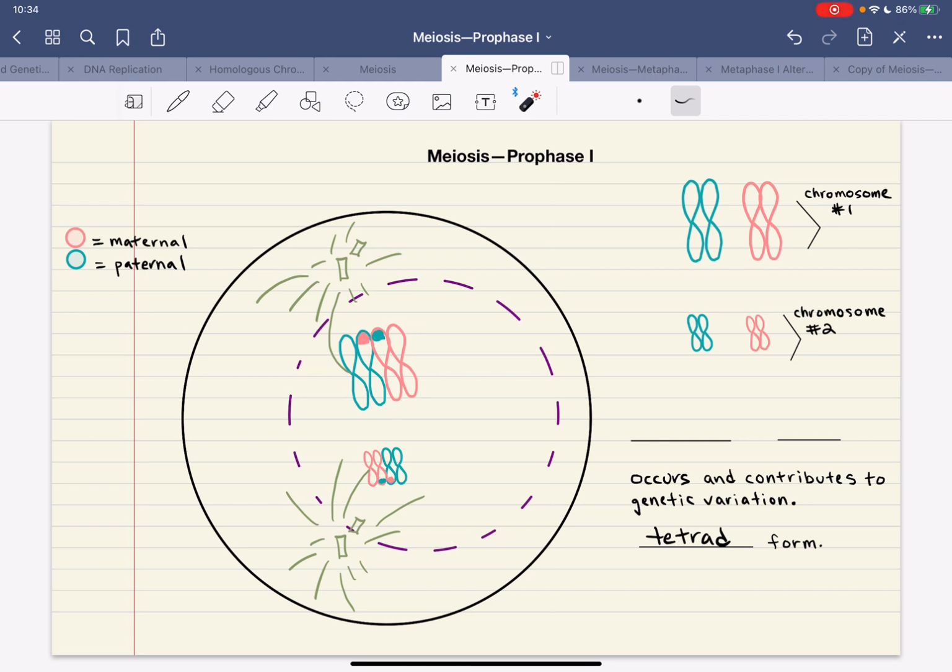So I'm not going to draw these little shadings from now on just because it makes it messier and harder to keep track of maternal versus paternal, but just do realize that it does happen. And now I've said all this, but I haven't given a name for the process. The process of exchanging alleles between the two chromosomes within a homologous pair is called crossing over.